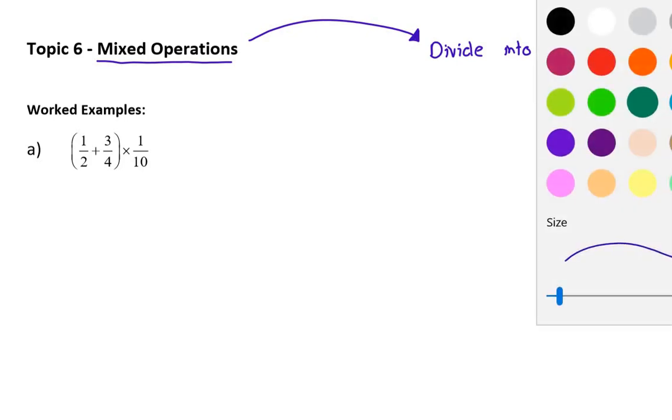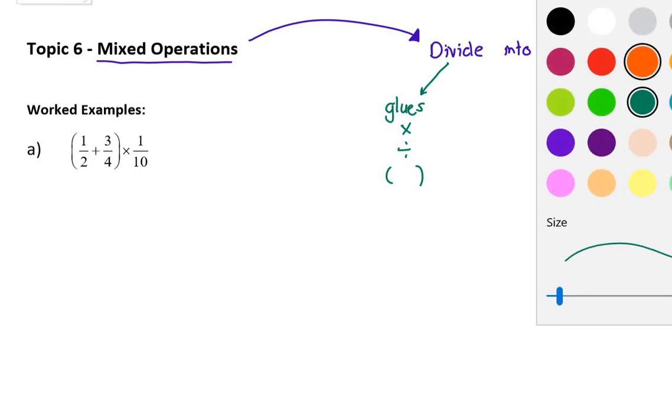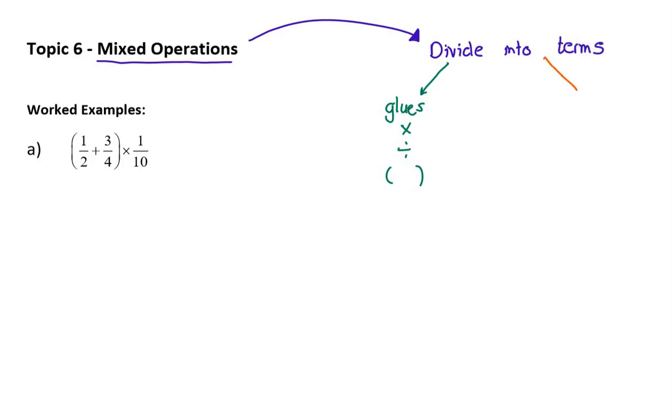So let's just quickly remind ourselves what glues a term together. Things that are multiplied, things that are divided, and things that are in a bracket. That glues factors into a term. What divides an expression into different terms is a plus sign and a minus sign. Obviously, if things are inside a bracket, the bracket kind of overrides everything. So the most important thing I can probably ever say is always divide into terms.